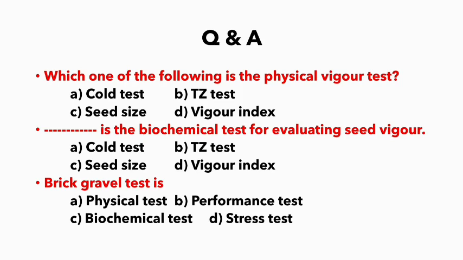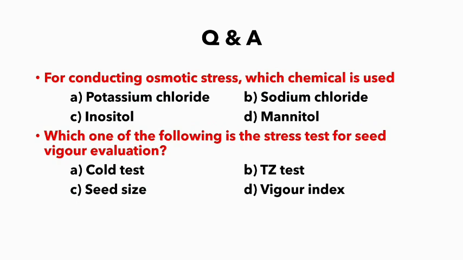Which one of the following is the physical vigor test? Seed size. Dash the biochemical test for evaluating seed vigor. Tetrazolium test. Brick gravel test is a stress test. For conducting osmotic stress, which chemical is used? Mannitol. Which one of the following is the stress test for seed vigor evaluation? Cold test.